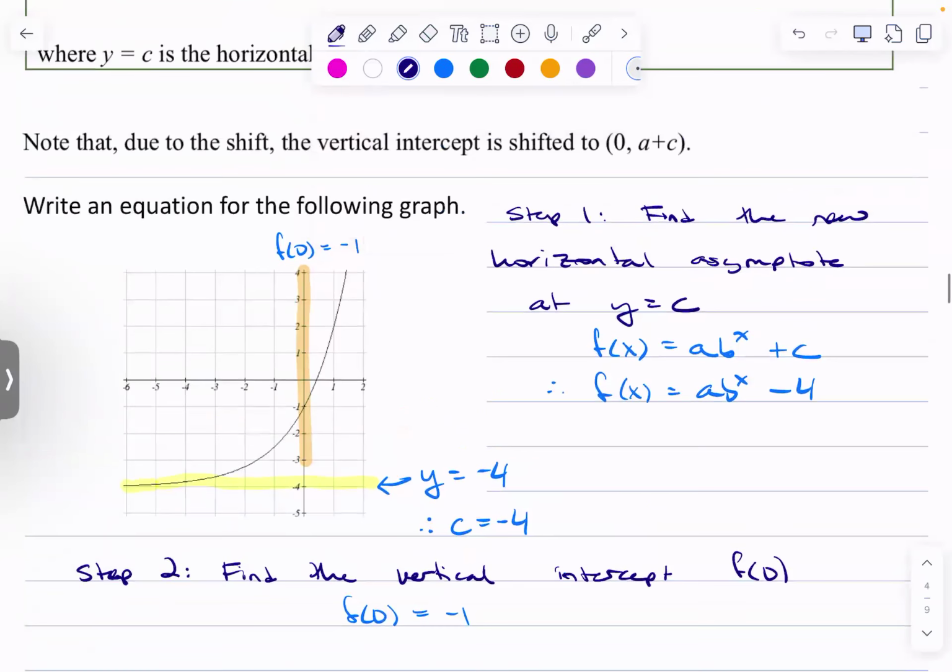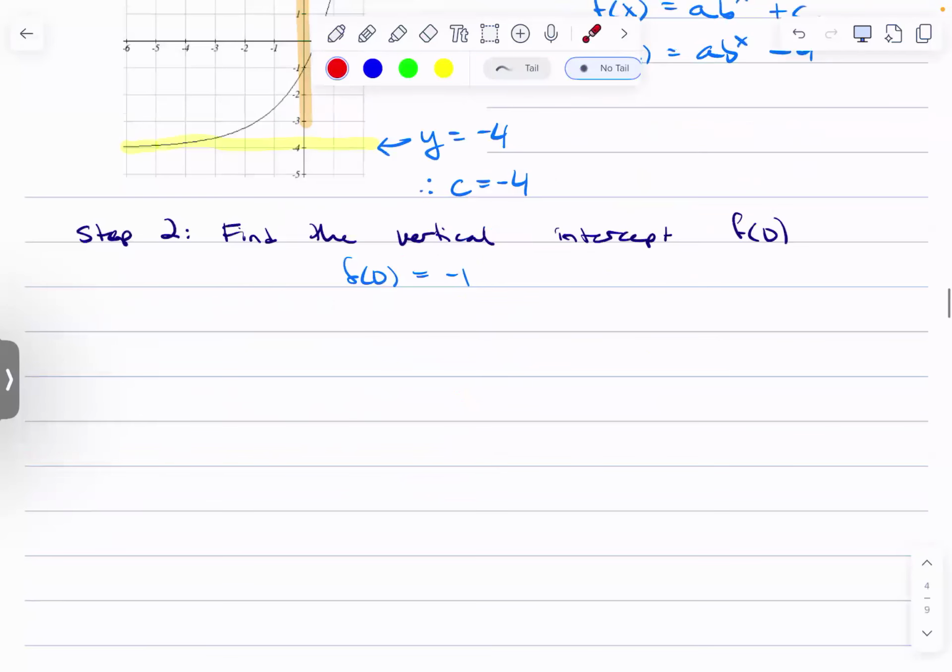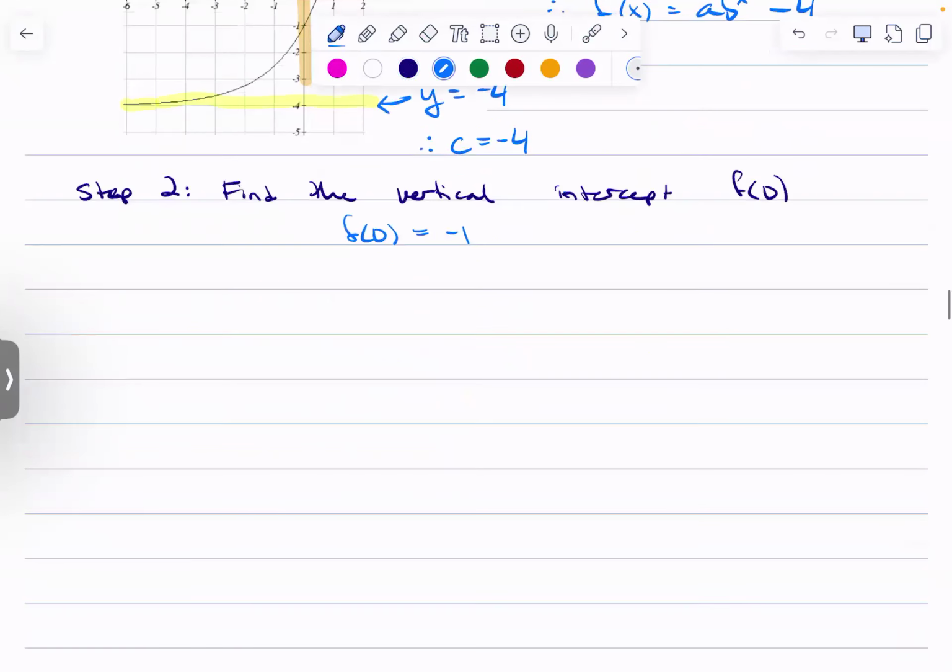There. That feels better. So the vertical intercept is now going to be at 0 and a plus c. And so we know that when x is 0, it's at a plus c. I also know what c is from earlier, right? And so therefore, a plus c is equal to -1.